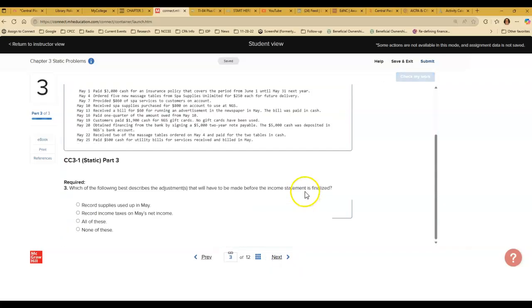All right, so now that we walked through, which of the following best describes the adjustments? So record supplies used up in May. Is that one? Yes. Record income taxes on May's net income? Yes. So the answer is all of these. Because that is the one other thing that's in there. Again, we'll get into this tax thing in chapter 4. Because remember, we had $300 worth of net income, right? And Uncle Sam's going to want his part. So we've got to record some taxes in there, even if we don't pay it yet. Okay? All right, how we doing?